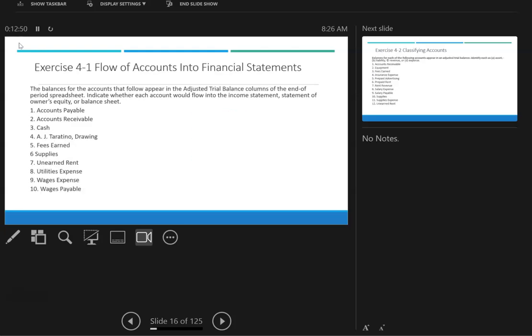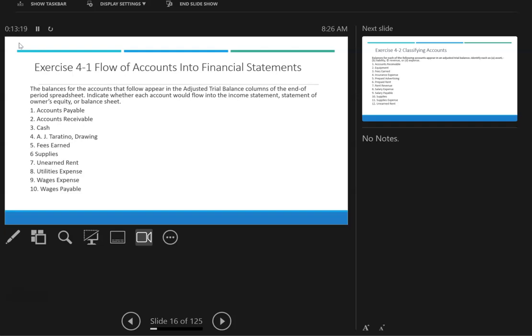Let's look at this exercise right here. The balances for the accounts that follow appear on the adjusted trial balance columns of the end of the period spreadsheet. Indicate whether each account would flow into the income statement, the statement of stockholders' equity, or the balance sheet. Let's just look at the income statement first.